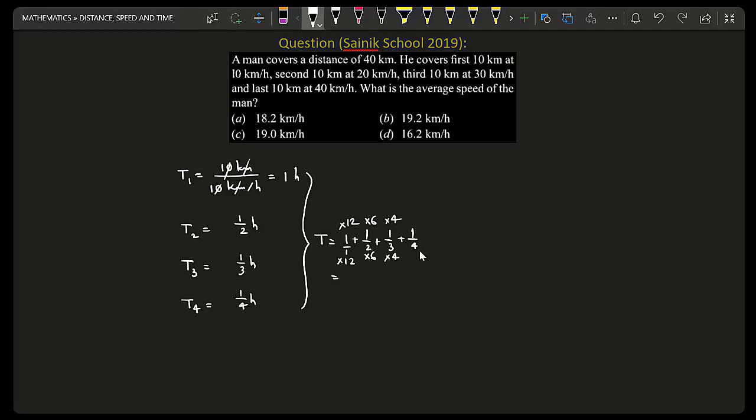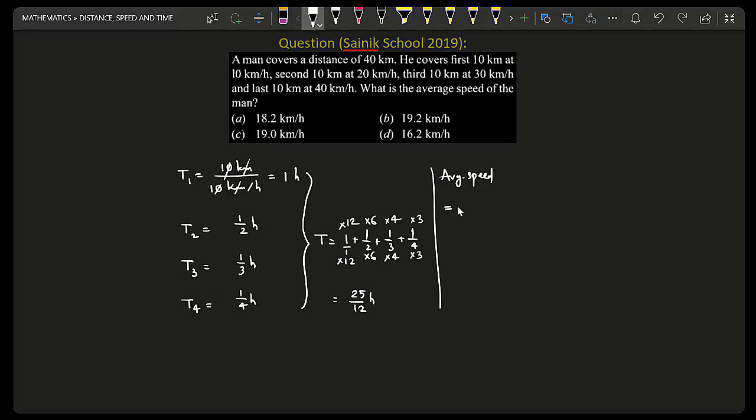And what about this 4 into 12? Multiplied by 3. Yes, now the numerator 12, 6, 4, 3. Sum. Sir, 25. Yes, it is 25 by 12. And what are the units? Hours. So we have the total distance and we have the total time. What is the total distance, Vishnu? Sir, 40. So the average speed is total distance by total time.